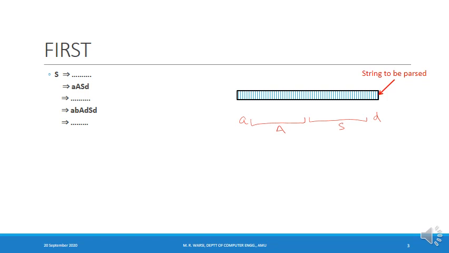Now if I ask you a question, the string which is derivable from capital A, this string will be beginning with what terminal symbol? Since it is derivable from capital A, this string will begin with the terminal symbol which is there in the first of capital A. Similarly, if I ask you the question, this is the component which is derivable from capital S, this will be beginning with what terminal symbol? This will be beginning with the terminal symbol which is there in the first of capital S.